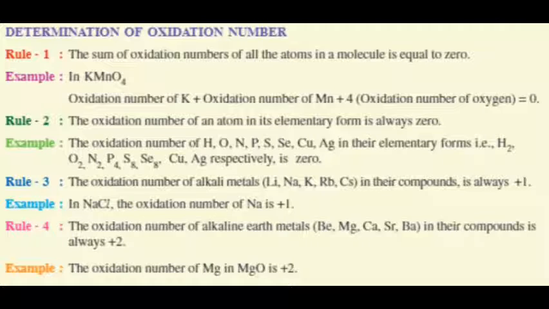Rule 3. The oxidation number of alkali metals lithium, sodium, potassium, rubidium, cesium in their compounds is always +1. Example, in sodium chloride, the oxidation number of sodium is +1. Rule 4. The oxidation number of alkaline earth metals beryllium, magnesium, calcium, strontium, barium in their compounds is always +2. Example, the oxidation number of magnesium in MgO is +2.